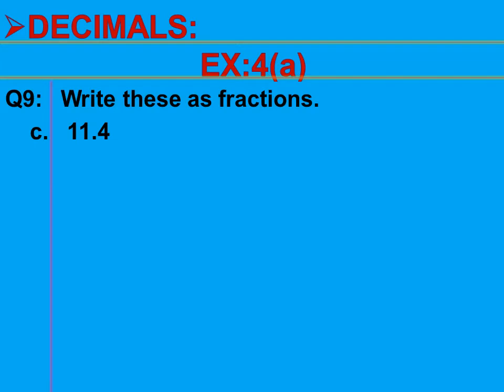Now dear students, we will move to the next part, part C, 11.4. We will write it again, then we will replace the point with 1, and we will count the digits after this point. Here in this part, again we have only one digit, so we will write only 10 with this 1. That is, we will get again 10 in the denominator. And at the end we will get our fraction as 114 divided by 10.